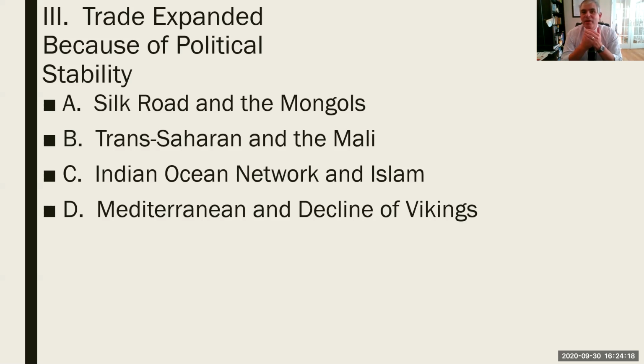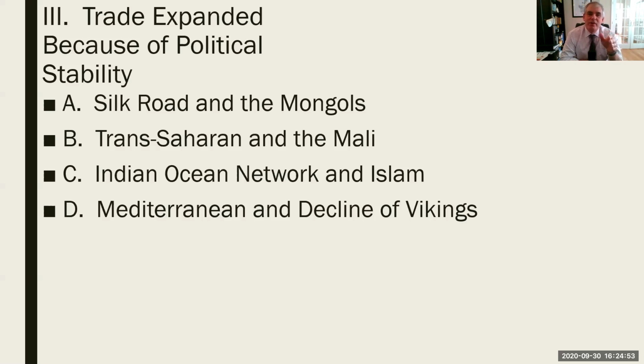And then lastly, in the Mediterranean Sea, the decline of Viking raids in about 900 CE is going to spark the growth of trade within the Mediterranean. So when you look at all four of these things, trade becomes safer, trade becomes less of a risk, which means more people are willing to take the risk. More people are willing to engage in the trade because they're more confident that the trade can be carried out safely. So that's where political stability plays a big role.